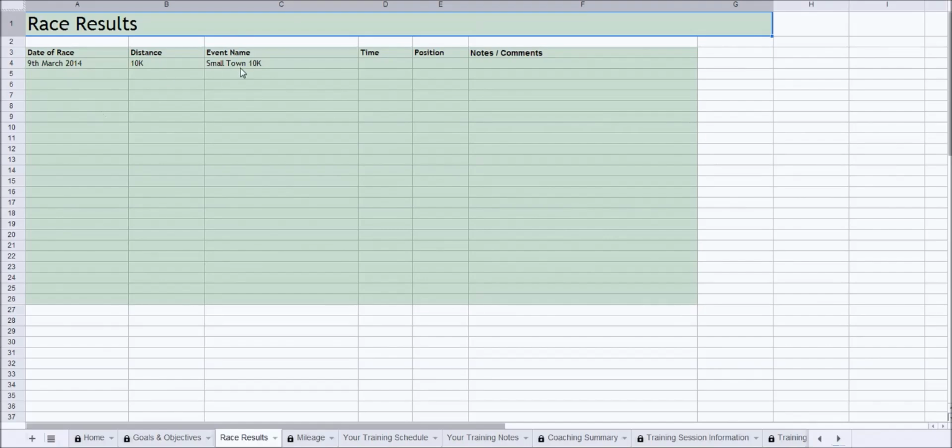We've got the ability to record the distance, the event name, the time that it took John to complete the race, the position that he came within the field, and also the ability for him or the coach to enter some notes on the race itself as well. So in there we will consider things like lessons learned during the race in terms of fueling, race strategy, recovery post-race, all of those kinds of things.